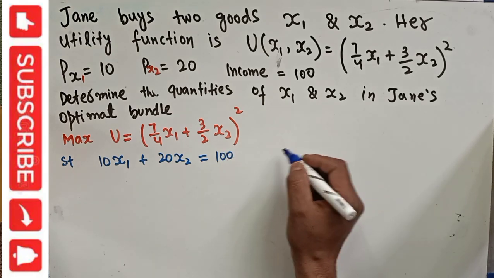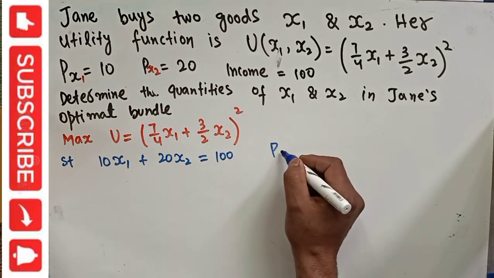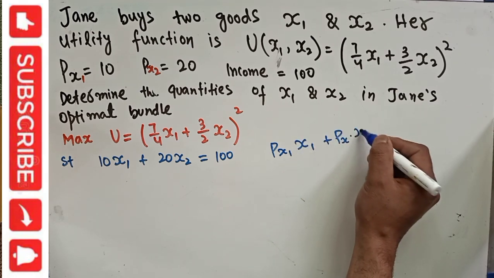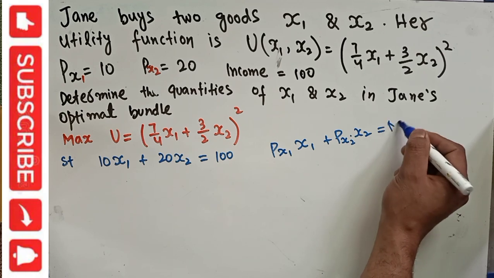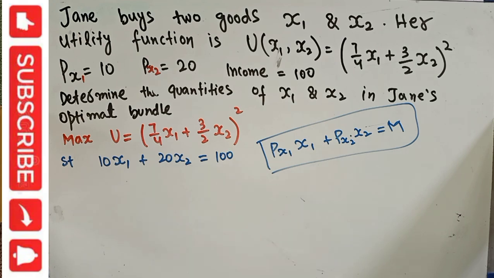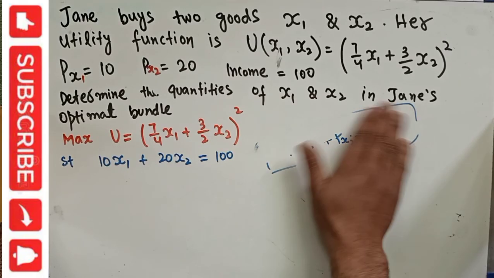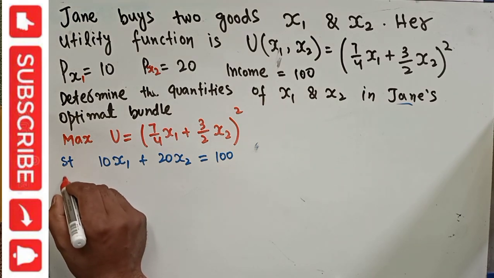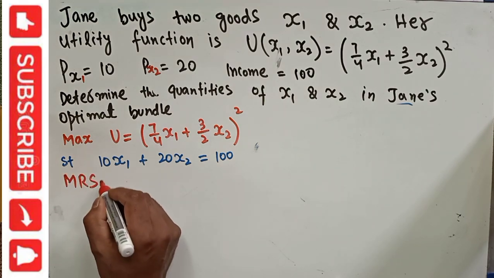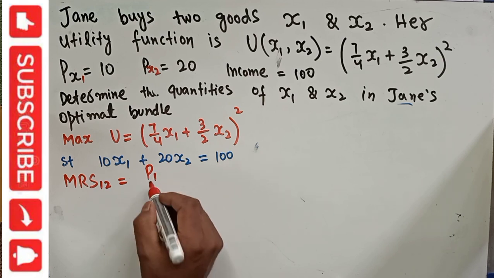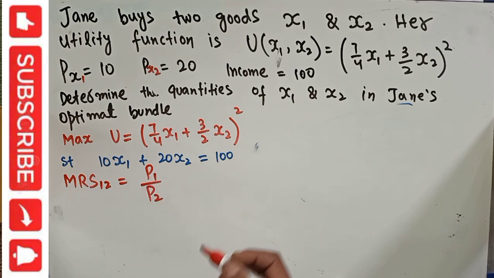Simple thing. Here it is actually the price of good x1 times units of good x1 plus the price of good x2 times units of good x2 should be equal to income. So I have written this here. Now we know that the optimal bundle will occur at a point where the marginal rate of substitution between goods x1 and x2 is equal to the ratio of the prices, that is the price of good x1, let's denote it by p1, divided by the price of good x2, let's denote it by p2.